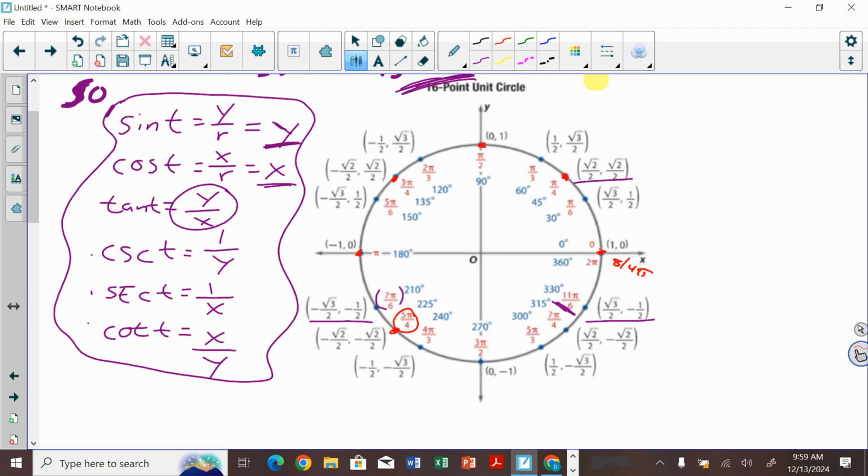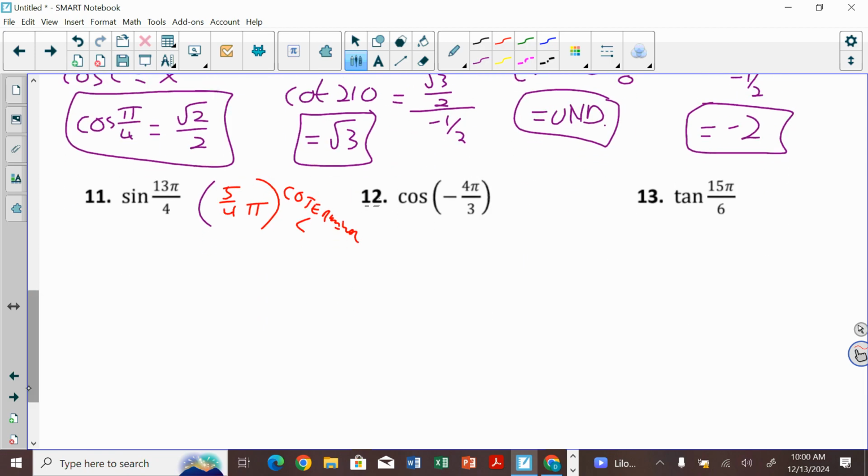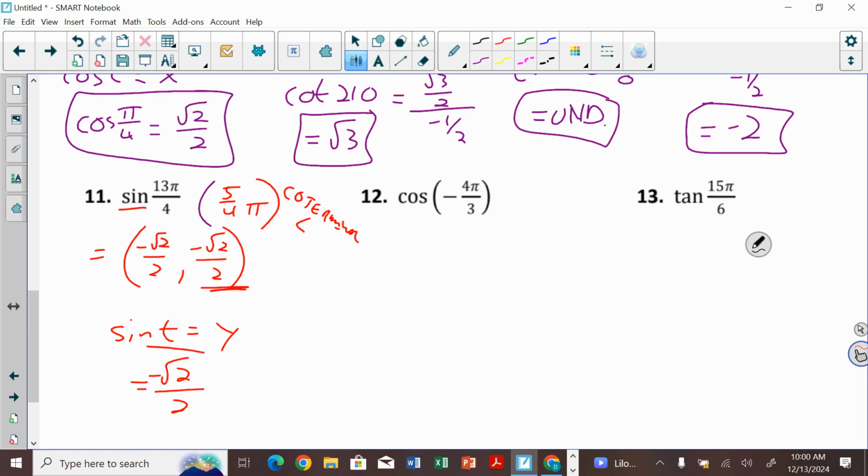The other thing I could do is just count all the way around the fourths: 1, 2, 3, 4, 5, 6, 7, 8, 9, 10, 11, 12, 13, and I'd be here. Just got to count the fourths. Now that I know that's the same reference angle, I can use that point we just found, which is negative square root of 2 over 2, comma, negative square root of 2 over 2. And we're dealing with sine here. Sine of t is just equal to y, so it's negative square root of 2 over 2.